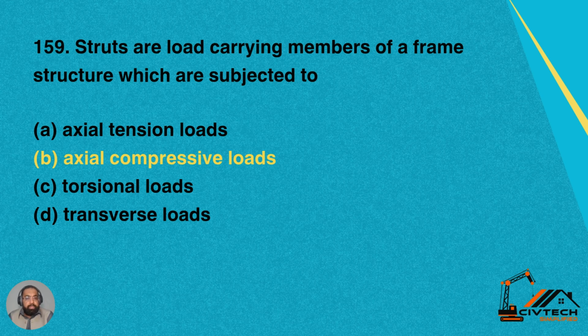Question 159. Struts are load carrying members of a frame structure which are subjected to option A, axial tension load. Option B, axial compressive loads. Option C, torsional loads. Option D, transverse loads. So struts are load carrying members of a frame structure which are subjected to option B, axial compressive loads. B is the correct answer for this question.